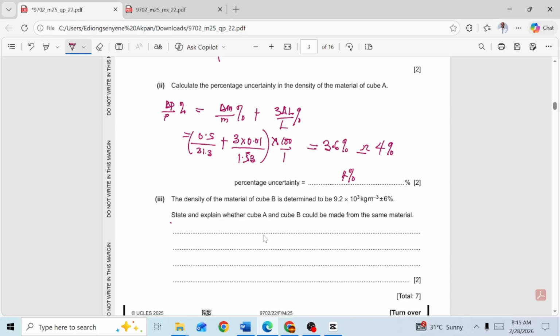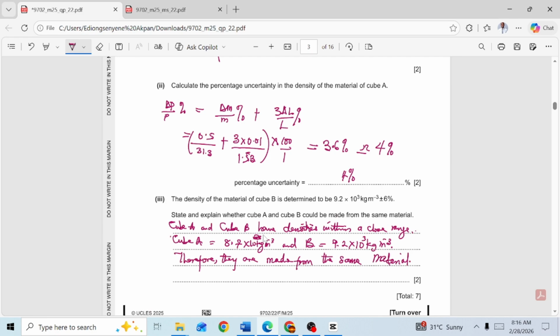We can say cube A and cube B have densities within the same range. Therefore, the two of them could be made from the same material. It is important for you to give a reason before you make a conclusion. That is why they say state and explain. If you don't give a reason before you conclude, you will lose a mark.